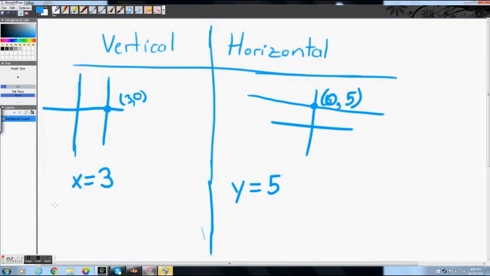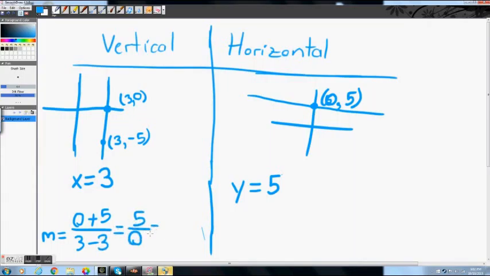Okay. Now let's look at slope for both of these. For this one, let's say we're trying to find the slope between 2 points on this line. Let's say (3, 0) as well as (3, -5). So y2 minus y1 over x2 minus x1, and what do we get? We get an undefined answer.